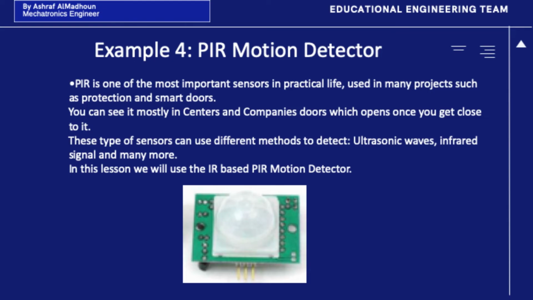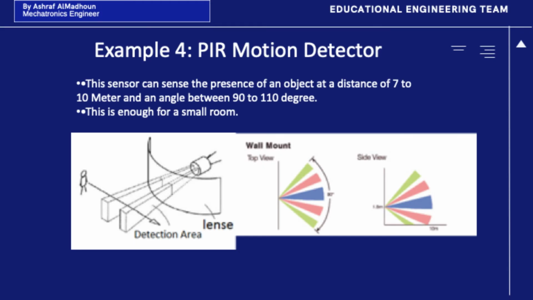The PIR is one of the most important sensors in practical life. It is actually used in many projects such as protection and smart doors. You can see it mostly in centers and company doors, which open once you get close to them. This type of sensor can use different methods to detect, such as ultrasonic waves, infrared signals, and many more. In this lesson, we will use the IR-based PIR motion detector. This sensor can sense the presence of an object at a distance of 7 to 10 meters and an angle between 90 to 110 degrees. And this is enough for a small room.